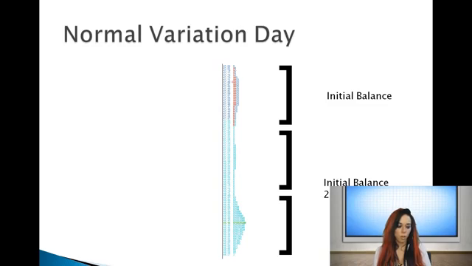Now, if you get 1 TPO above or below initial balance, that is not a range extension. That is just markets being organic. So keep that in mind. So normal variation day is when price extends twice the range of initial balance.